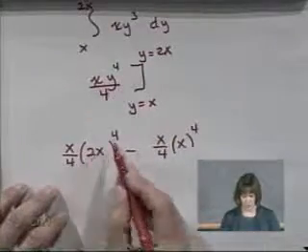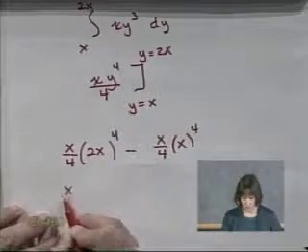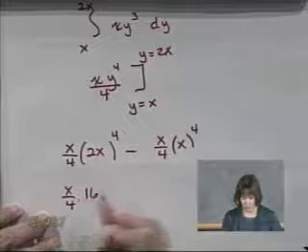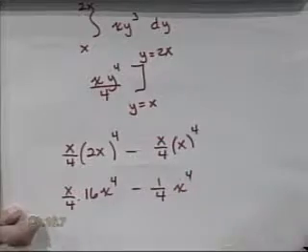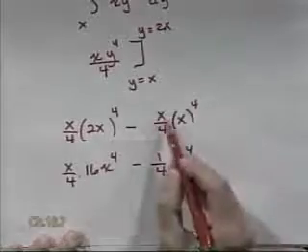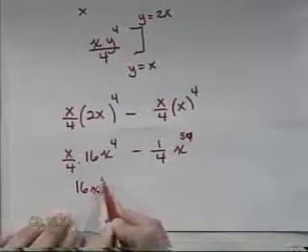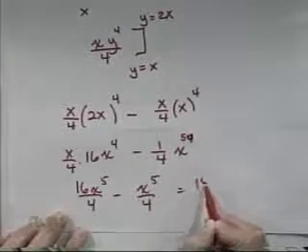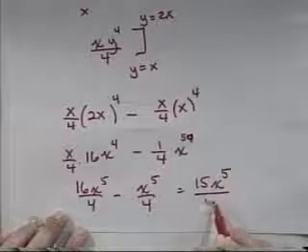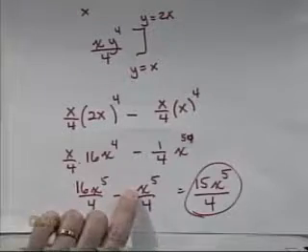So this gives me what? 2 to the 4th is 2 times 2 is 4 times 2 is 8 times 2 is 16. So I have x over 4 times 16x to the 4th, minus 1/4 x to the 4th, and x times x to the 4th is x to the 5th. So I have 16x to the 5th over 4, minus 1x to the 5th over 4, which I guess I'll write as 15x to the 5th over 4. And that's my second integral, because 16 minus 1 is 15.